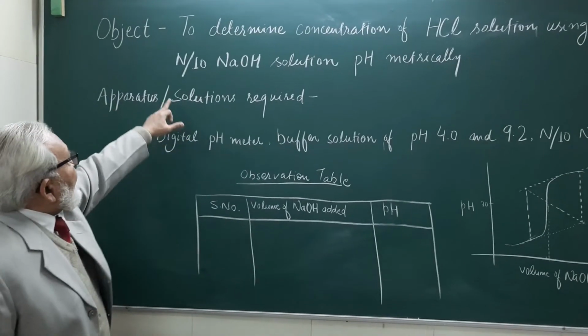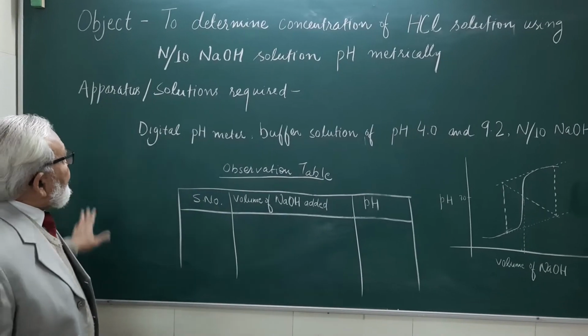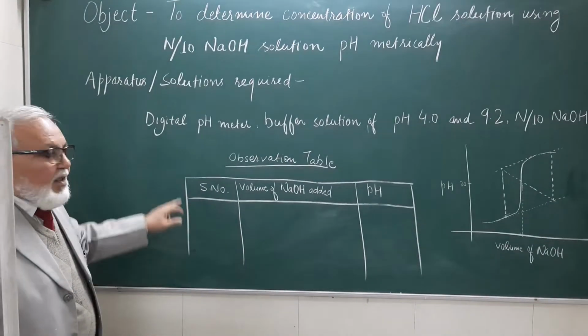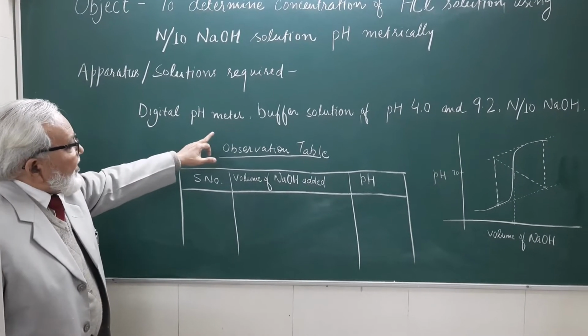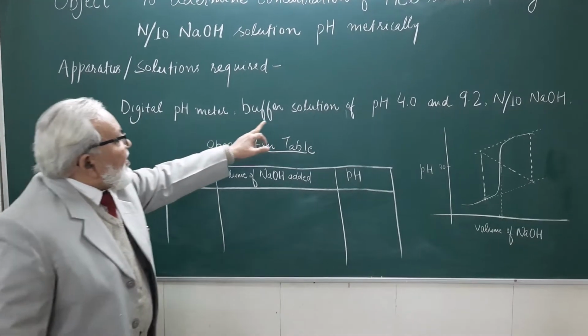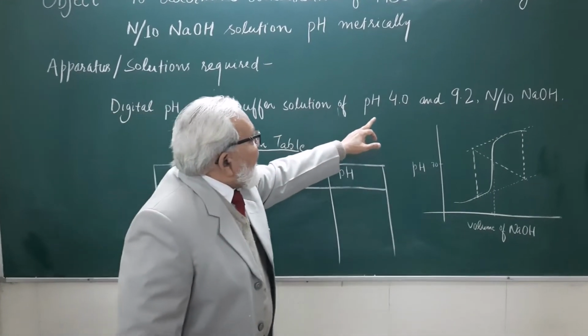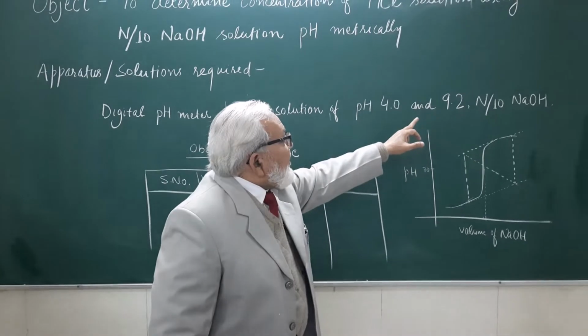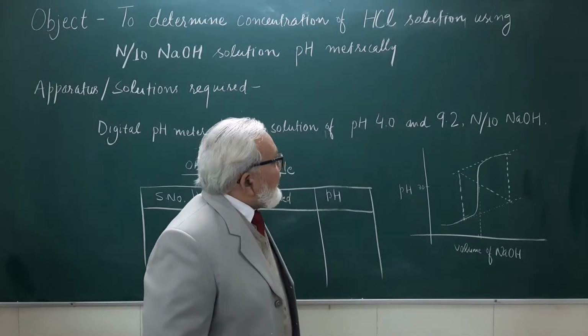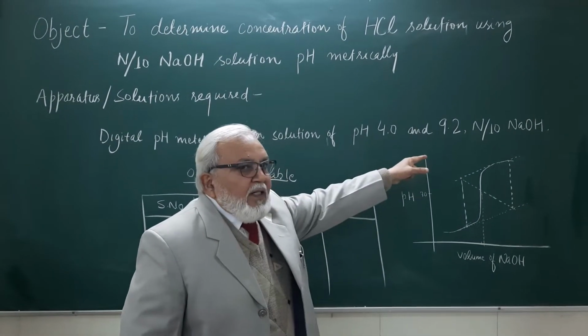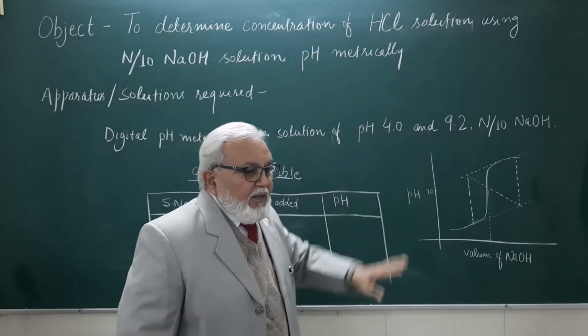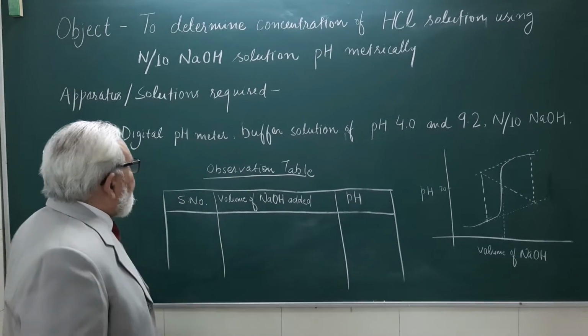Apparatus and solutions required: digital pH meter, buffer solution of pH 4 and 9.2, N by 10 NaOH as titrant.